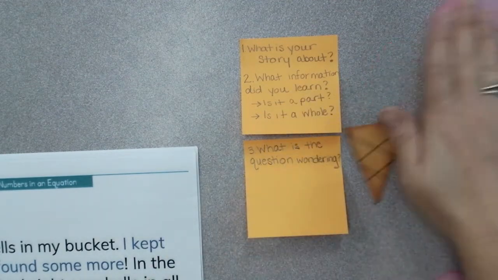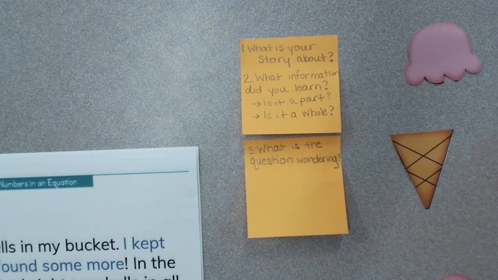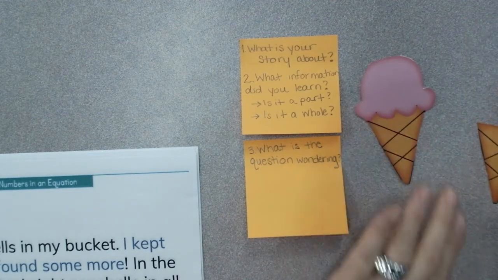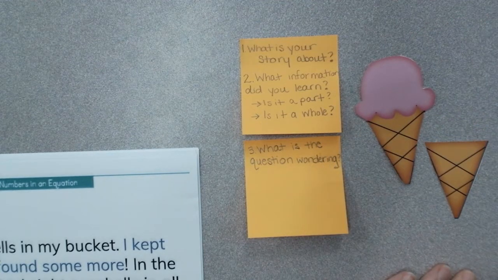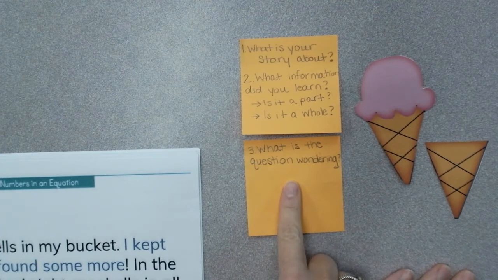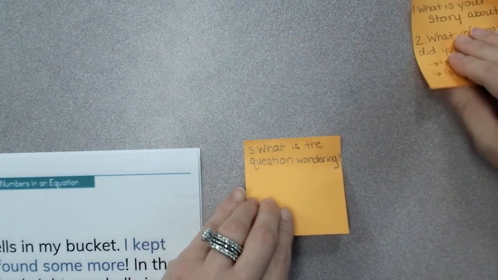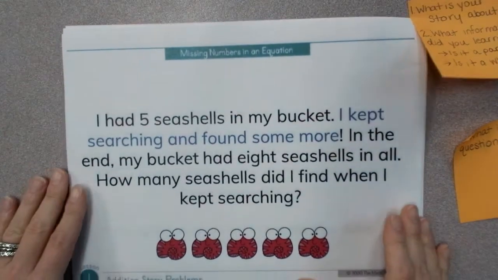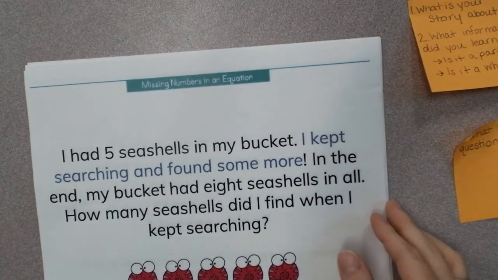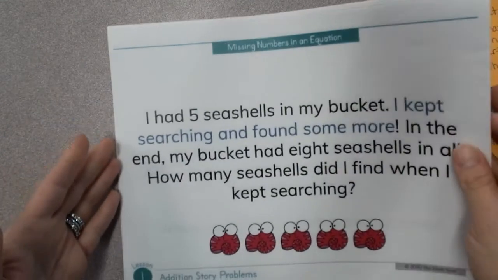Did you have parts, or did you have a whole and some parts? So be thinking about that. And then always ask, what is your question wondering? And so those are the questions we're always going to ask ourselves as we work through the problems. And we're going to do the same thing that we always did. We're going to read the problem first, think about it, and then begin to build.